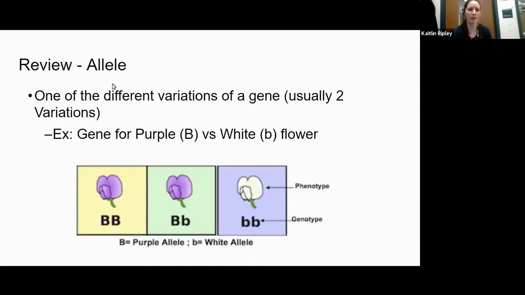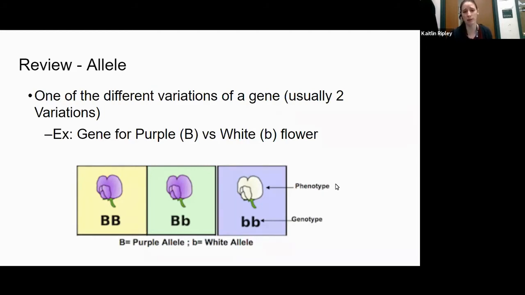An allele, remember, is just one of the different variations of a gene. We've typically just been using two alleles. So for example, I've got some flowers down here. We've got a variation of a gene, large B, which will represent purple. It's producing a purple pigment. Or we have a small b, which is kind of the lack of that pigment. If I look down here at my genotypes, I can see if I've got two large B's, the flower will be purple. A large B and a small b, it'll be purple as well. And then our recessive white phenotype comes from two recessive little b's. So we've just been working with two alleles, big B, little b.